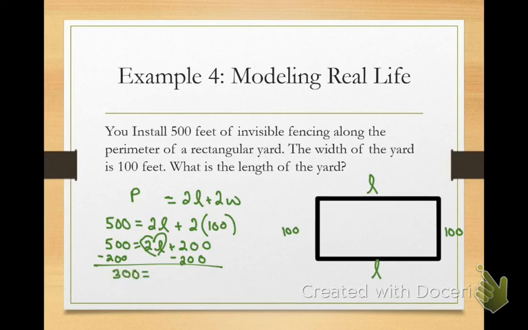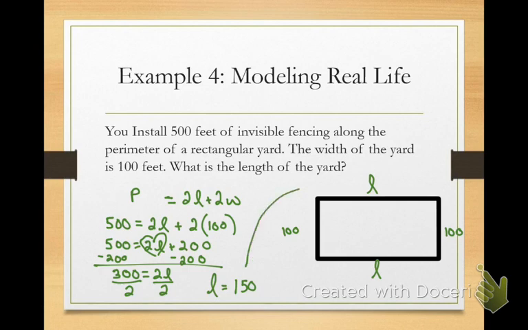All right, subtract 200 to the other side. 300 equals 2L. Or you could say 2L equals 300. All right, divide both sides by 2. What's 300 divided by 2? The length is 150. Now, does that make sense?